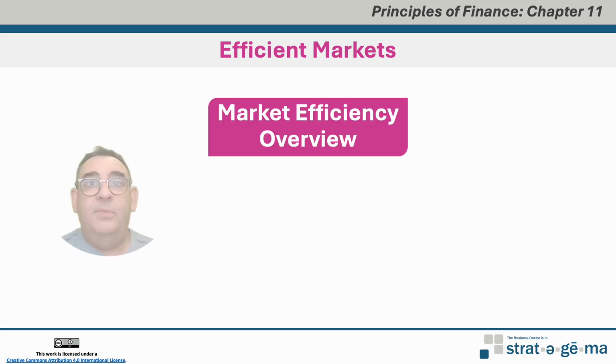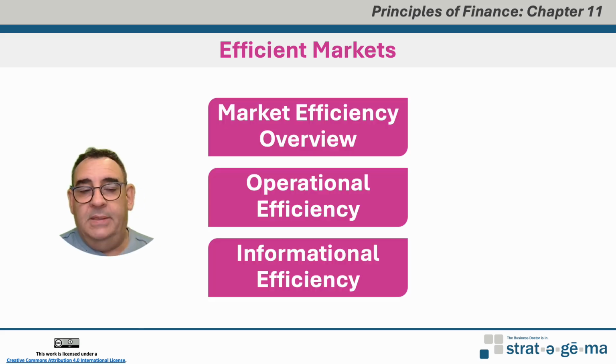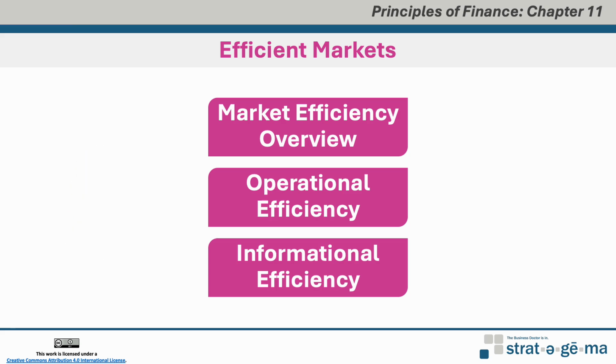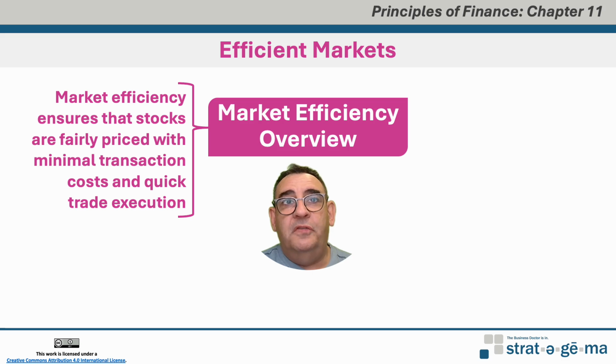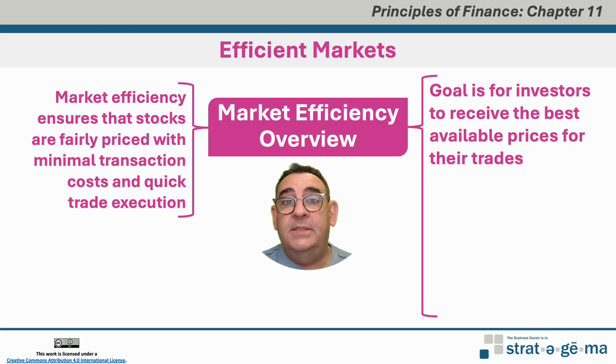And the last concept in the chapter relates to efficient markets. This is a nice way to end the chapter on a light basis, just more some conceptual stuff here. So we'll look at a brief overview of market efficiency. We'll look at operational efficiency and informational efficiency. Market efficiency is the idea that ensures that stocks are fairly priced with minimal transaction costs and quick trade execution. So we've built a system around us that provides us access to good information, access to liquid markets where trades can be executed and settled fairly quickly. In essence, the goal is for investors to have the best available prices for their trades.